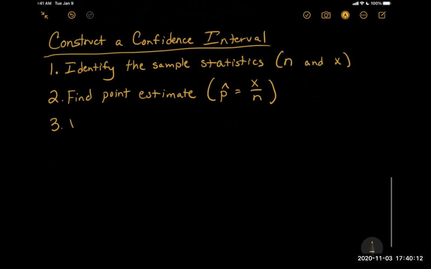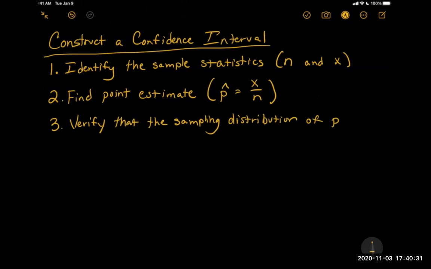So step 3 is to verify that the sampling distribution of P hat can be approximated by a normal distribution.